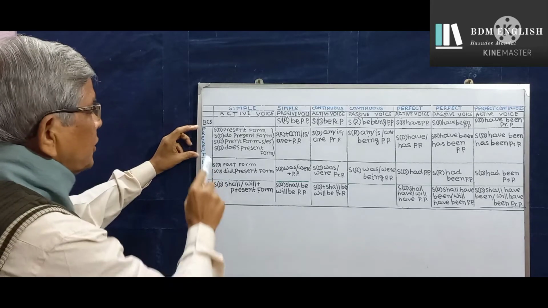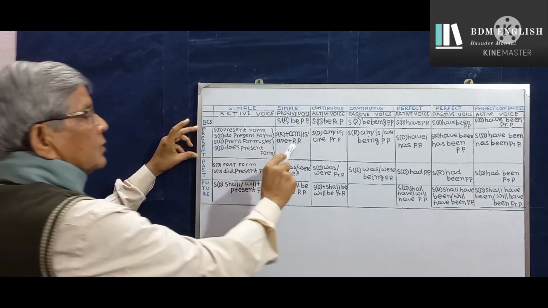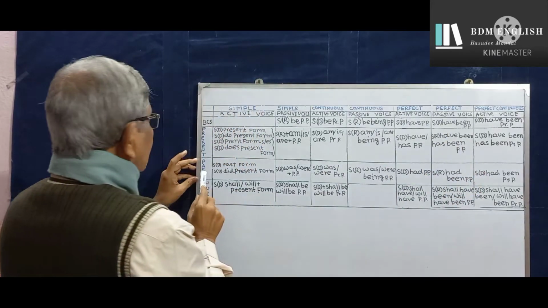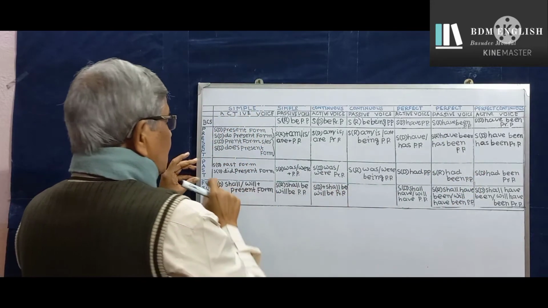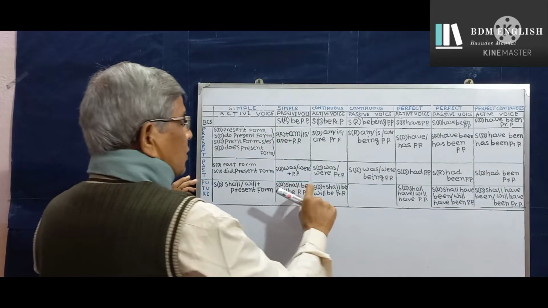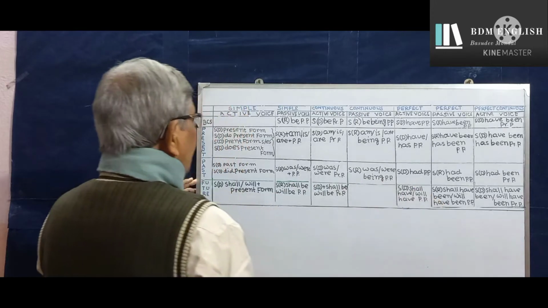If we move rightward from present, we will get all the boxes for the present time. From past rightward, the whole row is for the past time. And from the future rightward, all the boxes are meant for the future.